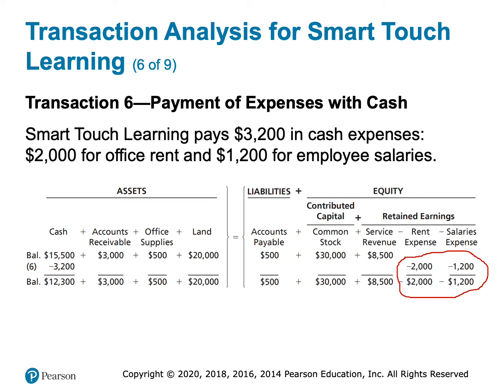Now, these expenses have gone up. We have more expenses than we had before, but because expenses reduce equity, we're going to treat them as negatives here so that this way the equation stays in balance.